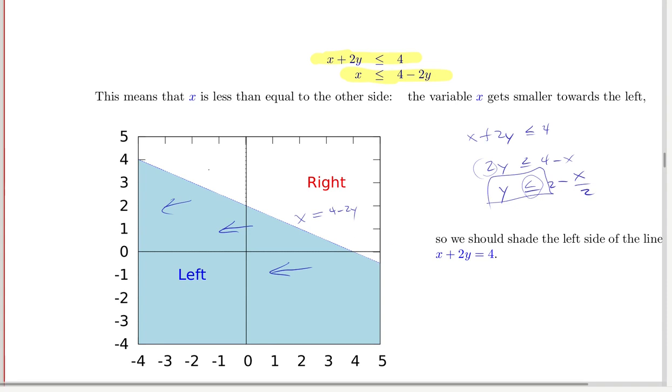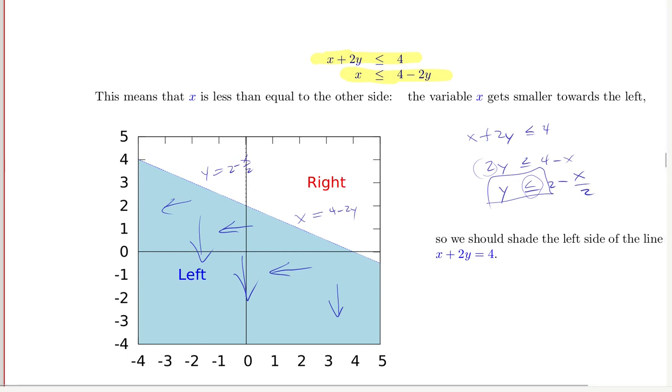Again, the line is where y is equal to 2 minus x over 2. So where is the region where y is less than 2 minus x over 2? That would be below the line, right? So however you want to think of it, if you solve for x, you can think of it as to the left of the line. If you solve for y, you can think of it as taking the region below the line, but either way you get the same region. Okay? And so that's how you graph an inequality.